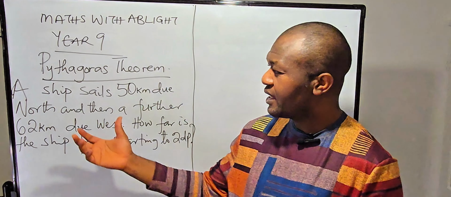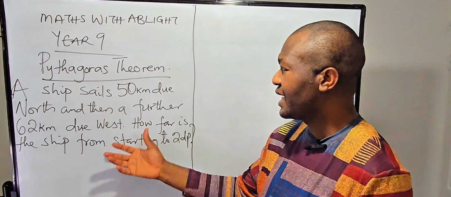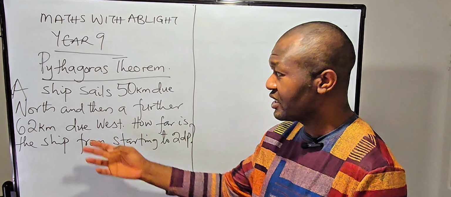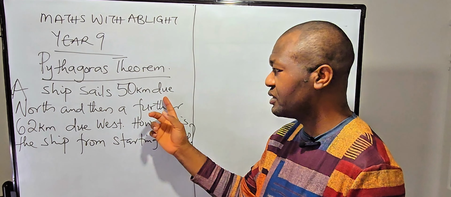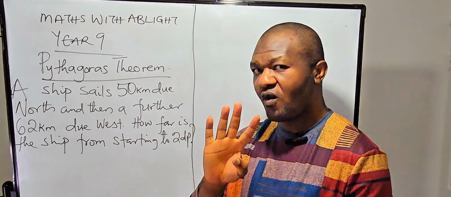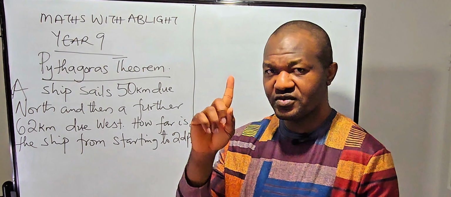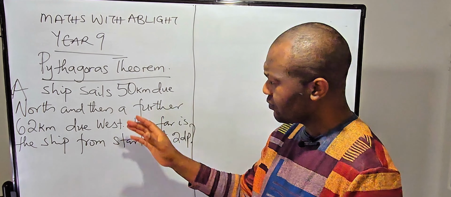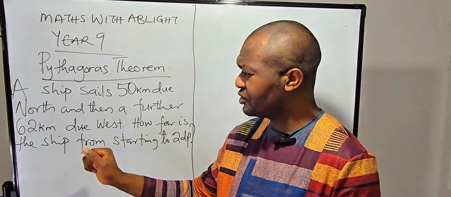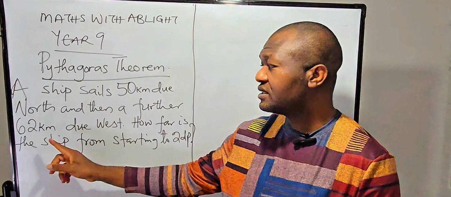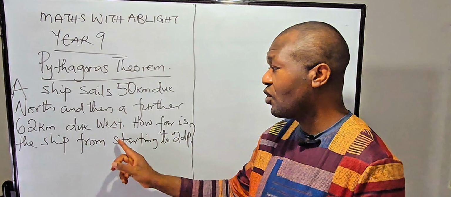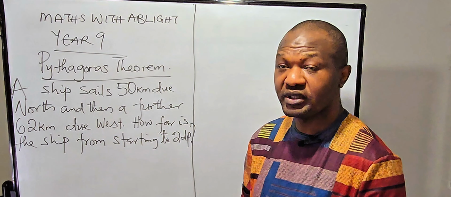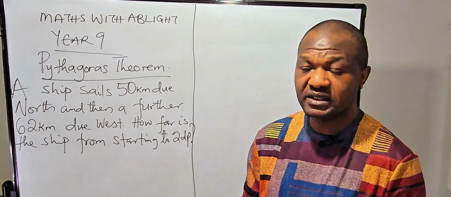So now a question is coming that borders on Pythagoras' theorem. The question says a ship sails 50 kilometers due north. There are four cardinal points: north, south, east, west. It says 50 kilometers due north and then a further 62 kilometers due west. How far is the ship from the starting point to two decimal places?